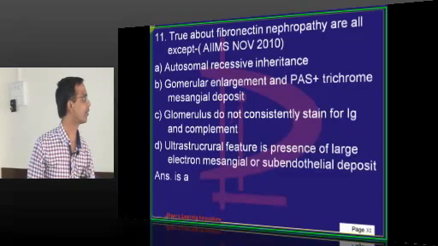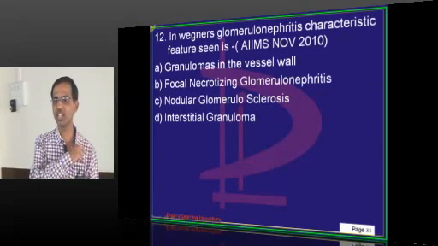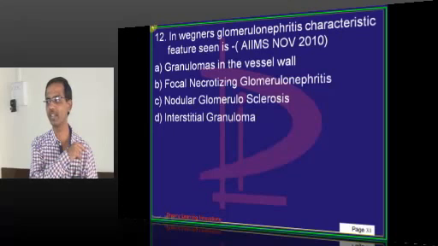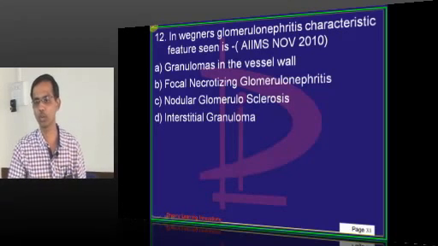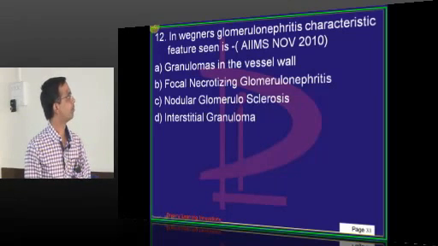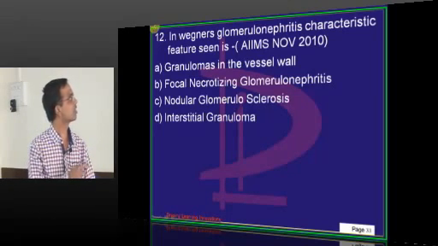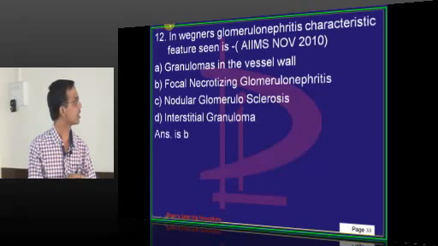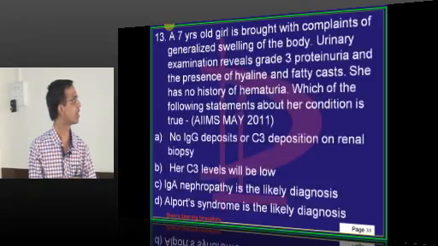So fibronectin nephropathy, I have covered in detail because this is a hot topic. I think they are going to repeat this question in 1 or 2 years in AIIMS, fibronectin nephropathy. Is it the repetition of the same thing? Yes, the same question is repeated, that is Wegener's granulomatosis, we have focal necrotizing glomerulonephritis.